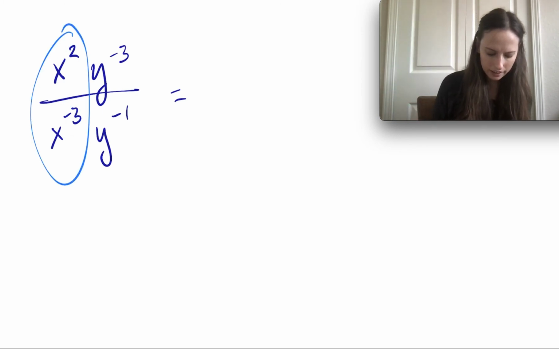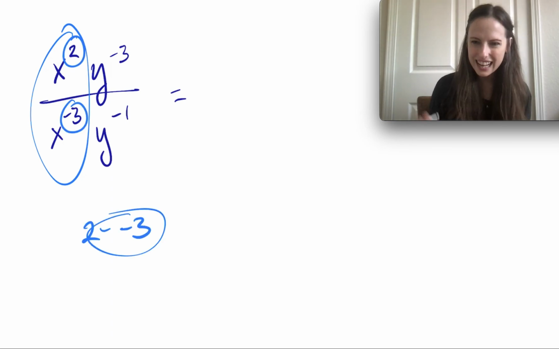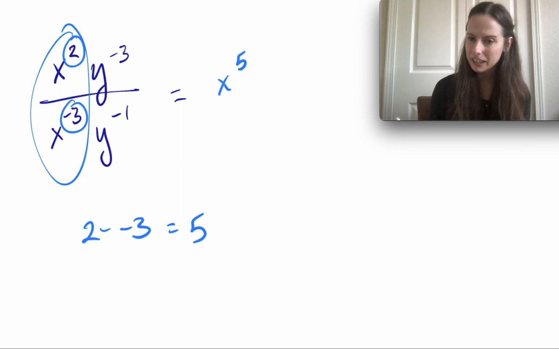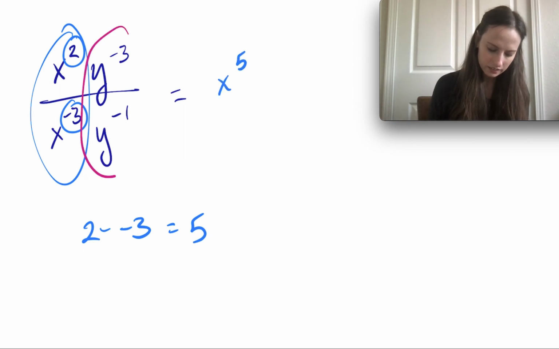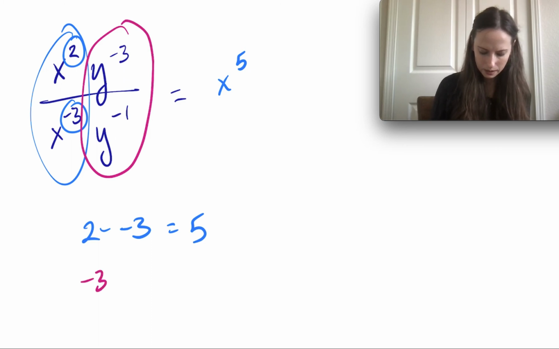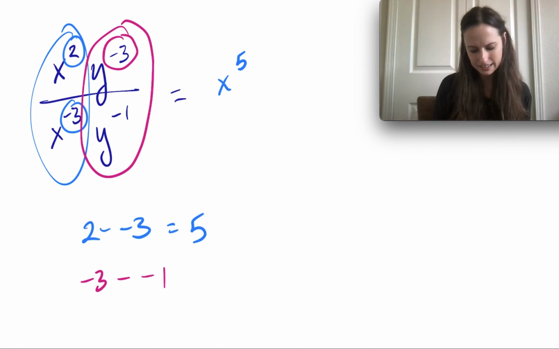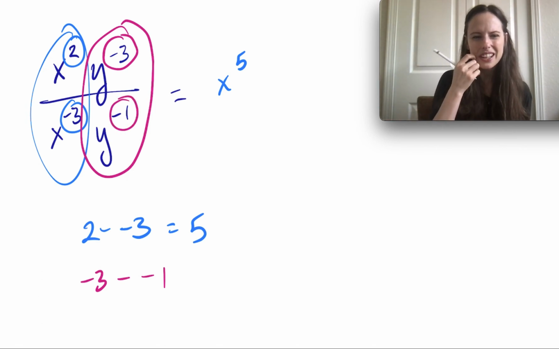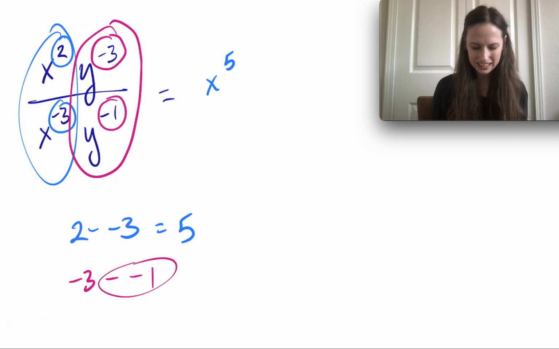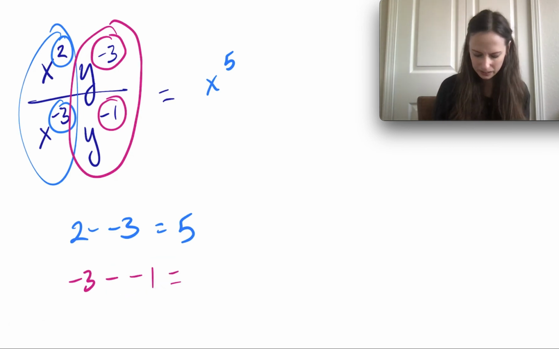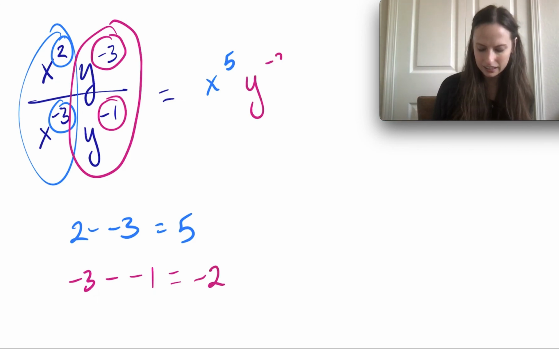So we would have 2 minus negative 3, and that minus negative is kind of like a plus. So 2 plus 3 equals 5. So in our answer, we would have x to the 5th. And then for the y's, we would do negative 3 minus negative 1. Again, subtracting that top exponent minus the bottom exponent. So again, we've got that minus negative, which is kind of like a plus. So negative 3 plus 1 is negative 2. So we've got y to the negative 2.